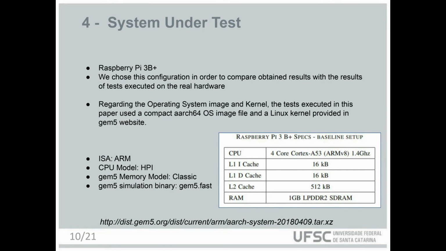For the simulation hardware parameters, we chose the Raspberry Pi 3B Plus. We chose this configuration in order to compare the results from the simulation with the results from real hardware tests. Regarding the OS image file and kernel, the tests executed in this work used the compact AArch64 OS image file and a Linux kernel provided in this link.